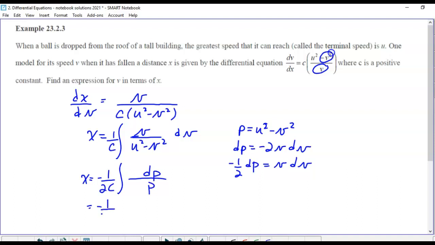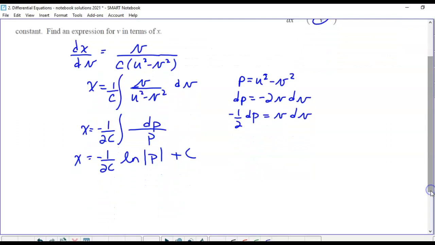So that's going to be ln of p. Oh, and I used c here. Really, there's already a c. It's different, so let's use a different constant. Substitute back in. So p is u squared minus v squared.